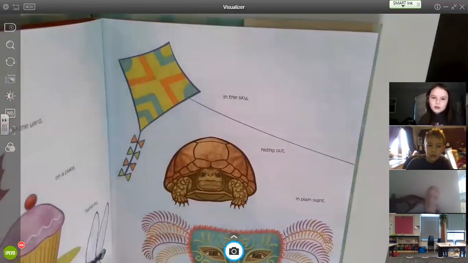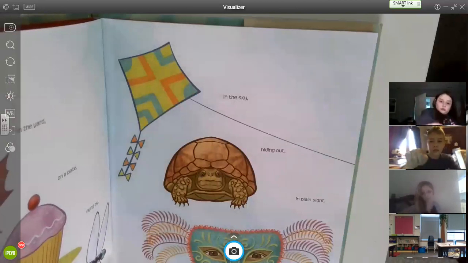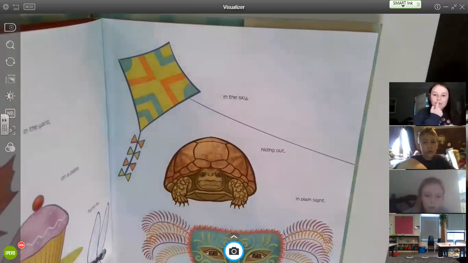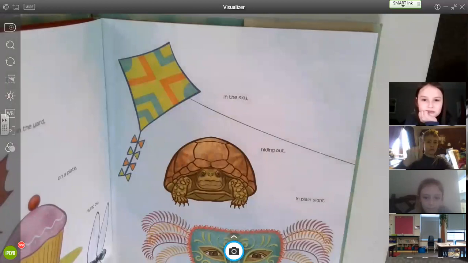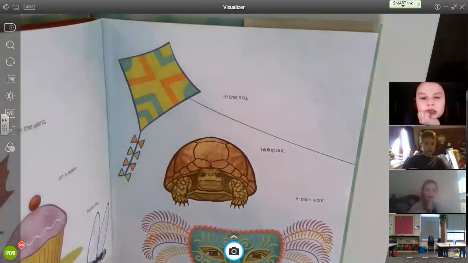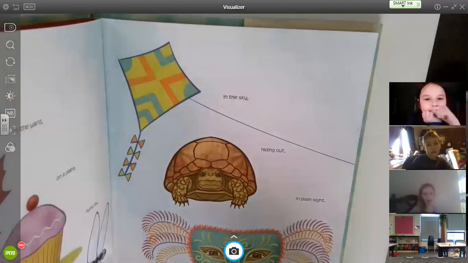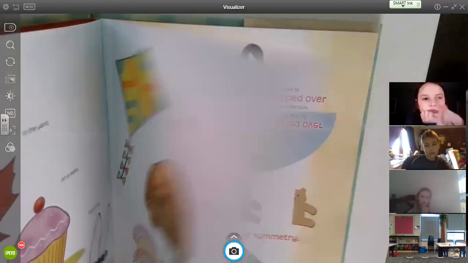Show me in the air which way you would draw that line. Can you put that away and draw your line of symmetry for me in the air? In the middle. Show me which way with your finger. Yes. Nobody should be going horizontally because if you did that, it would not match up. They wouldn't be the same.